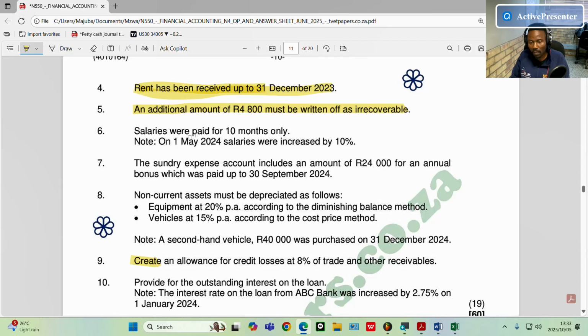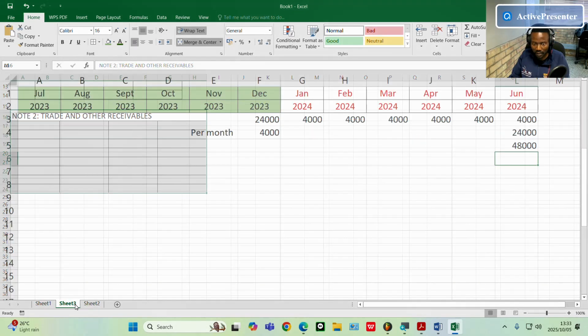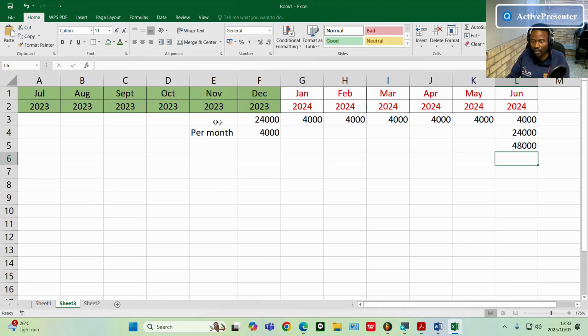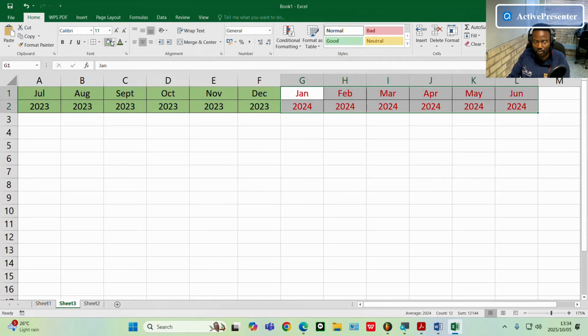It says number 6, salaries were paid for 10 months only. And then it says, note, on 1 May 2024, salaries were increased by 10%. Okay, I think we need to go to our timeline. Here's our timeline. Let's take it back to the original font. It says salaries are paid for 10 months. So I think this is what they mean. July, it's 1, 2, 3, 4, 5, 6, 7, 8, 9, 10.